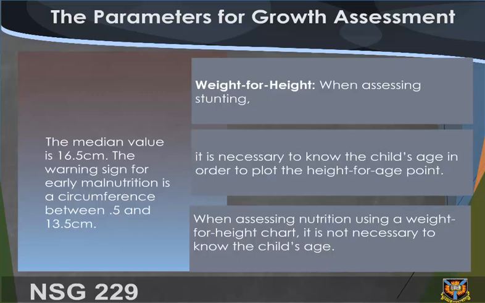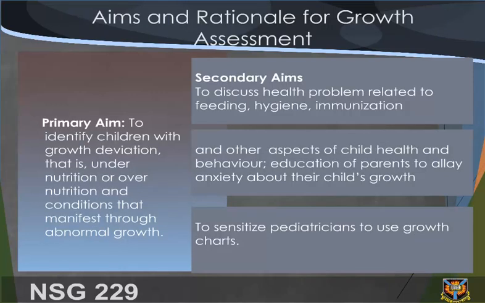Weight for height. When assessing stunting, it is necessary to know the child's age in order to plot the height-for-age point. When assessing nutrition using a weight-for-height chart, it is not necessary to know the child's age. Aims and rationale for growth assessment.